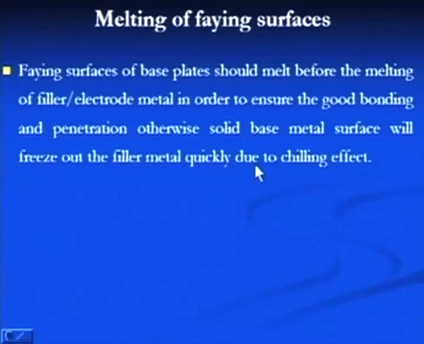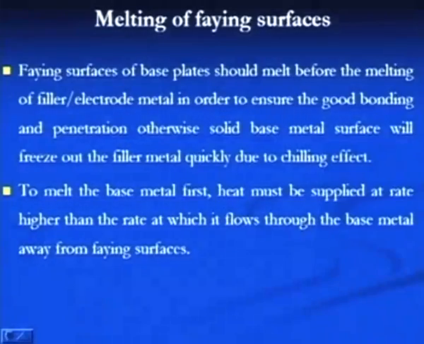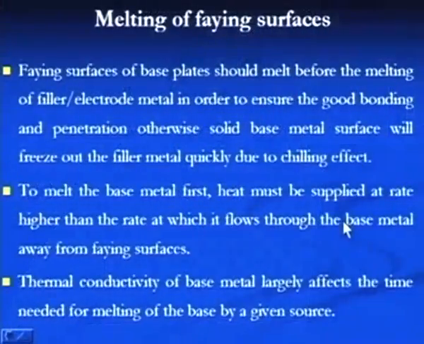To have proper bonding, it is necessary that the base metal melts before the melting of the filler metal or electrode metal. To melt the base metal first, heat must be supplied at a rate higher than the rate at which it can be transferred through the base metal away from the faying surfaces. Then only will there be a rise in temperature of the faying surfaces up to the melting point.